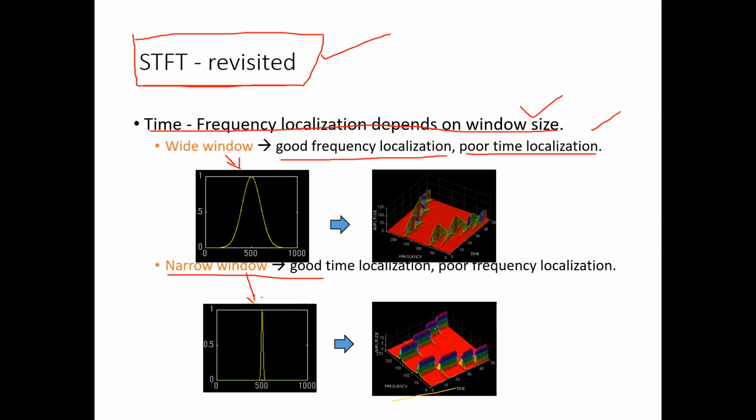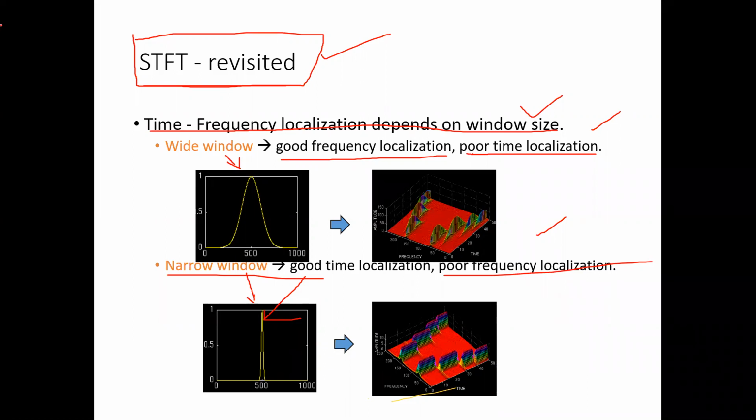This is obvious because time and frequency are inversely related. When it comes to the narrow window, you will get good time localization, and poor frequency localization. So when we want both good frequency localization and good time localization, the STFT fails, because we should have a varying width window size, so that we can meet both requirements.